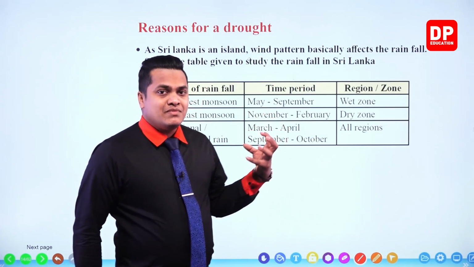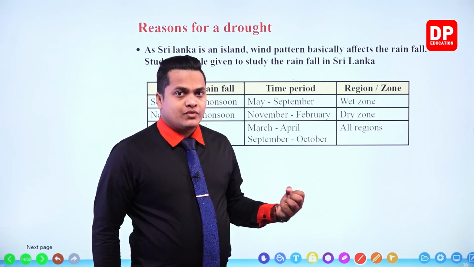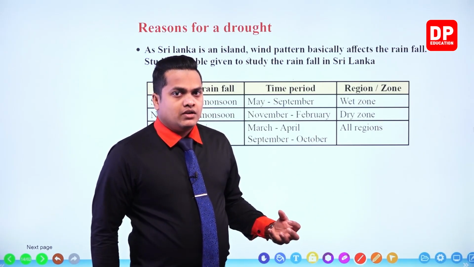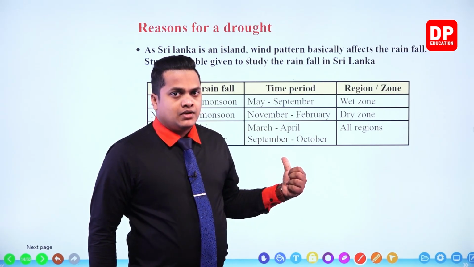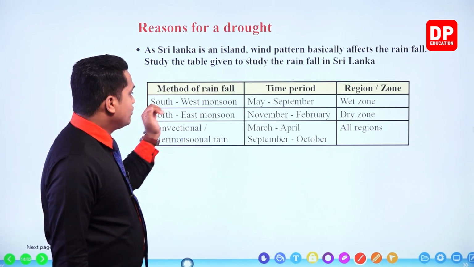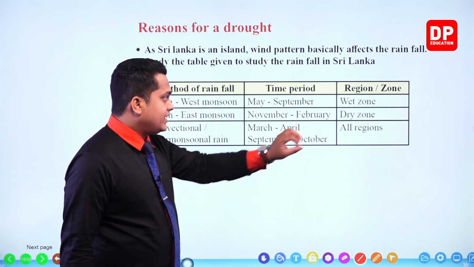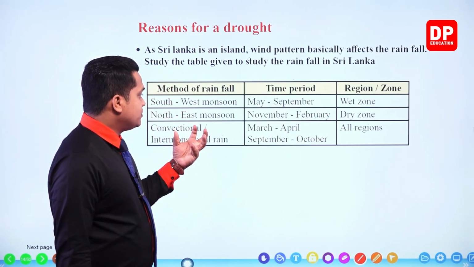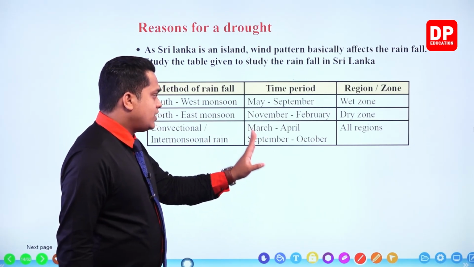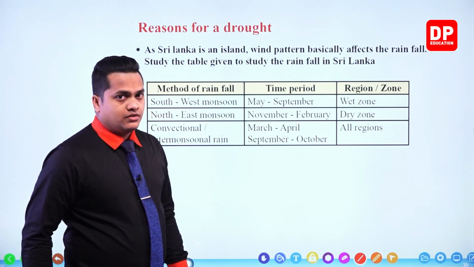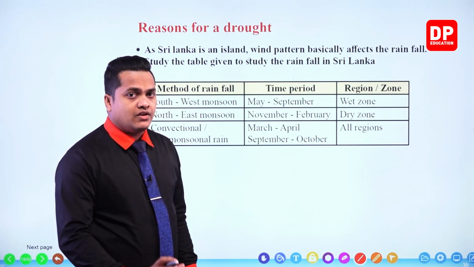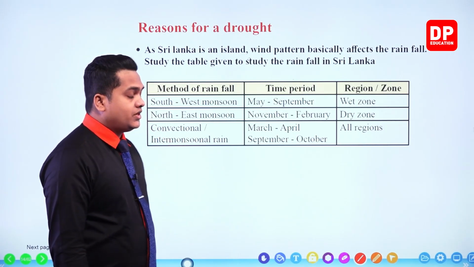So these are the main methods of obtaining rain in Sri Lanka for different areas. We mainly receive rainfall by these three methods. For the wet zone, we receive rainfall from May to September by the southwest monsoon. Then from November to February, the dry zone receives rain by the northeast monsoon. After that, all the regions of Sri Lanka receive rainfall from March to April and September to October. This method of rainfall is referred to as convectional rain or intermonsoonal rain.